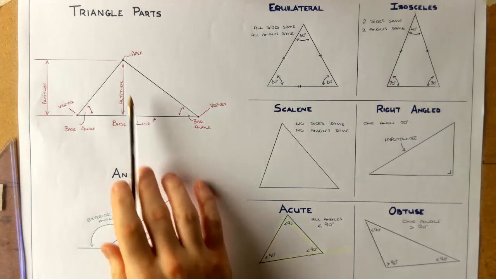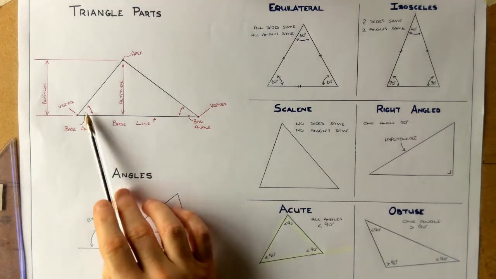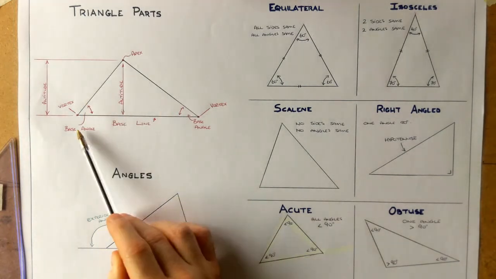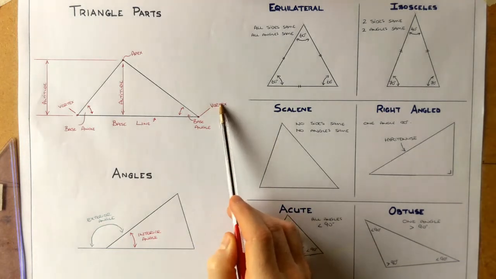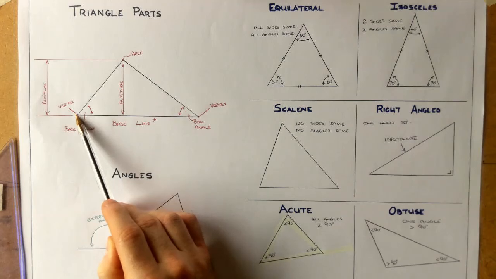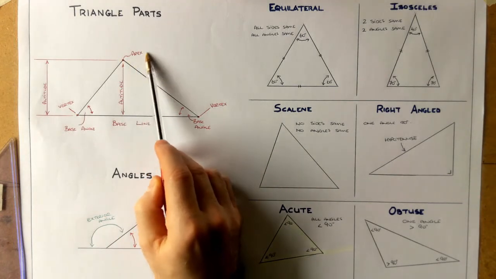So we can see here triangle parts. You need to know these. We have the baseline, we have the base angles down here and down here. Okay, these are the base angles here and here. We've also got vertexes, vertices I should say. So this is a vertex, this is a vertex. That is where you have the points of the triangles. Up here is technically a vertex, but the top one is always called the apex.